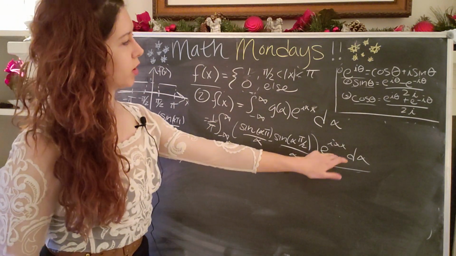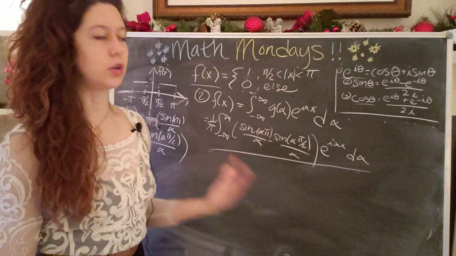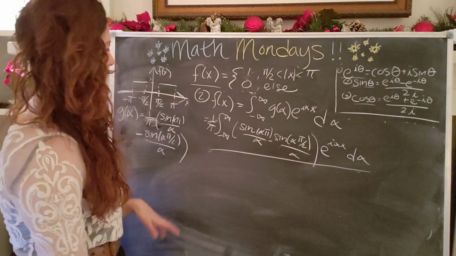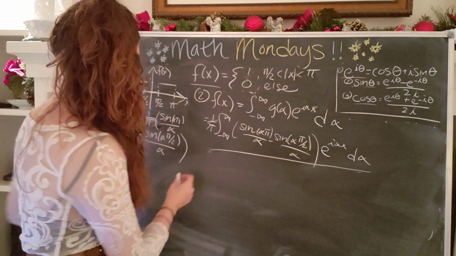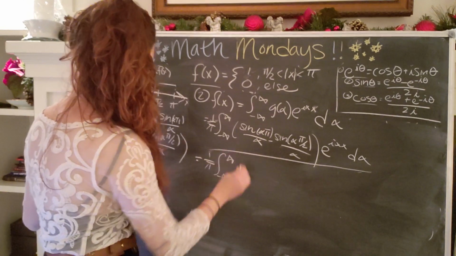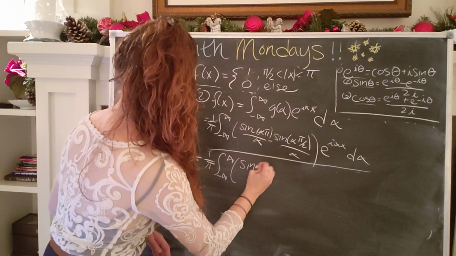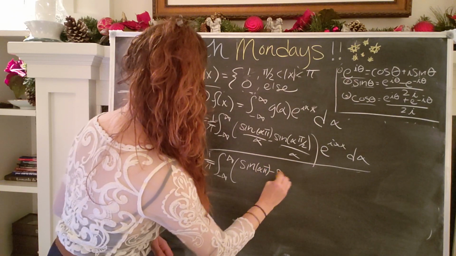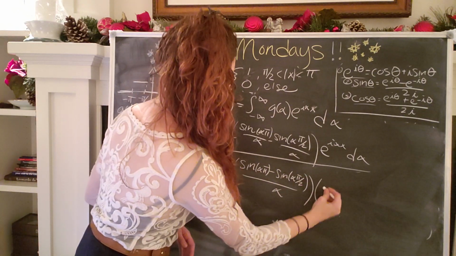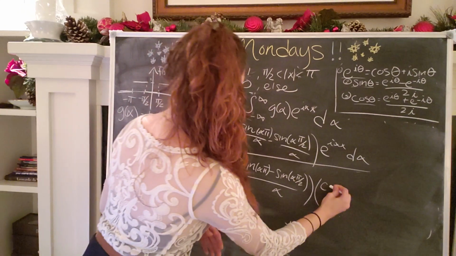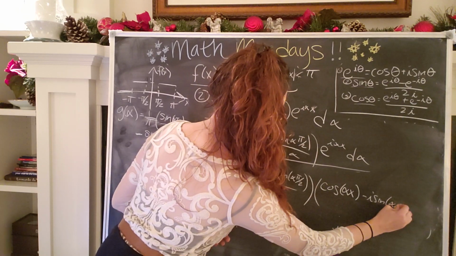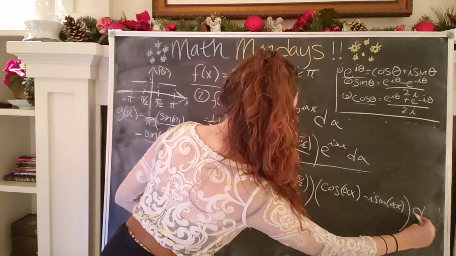So what we would do is use Euler's formula to write this out and then use the even odd shenanigans that we learned in part 1 to simplify a little bit more. So 1 over pi, negative infinity to infinity, sine alpha pi minus sine alpha pi over 2 all over alpha times cosine of alpha x minus I sine alpha x, boom, and then d alpha.